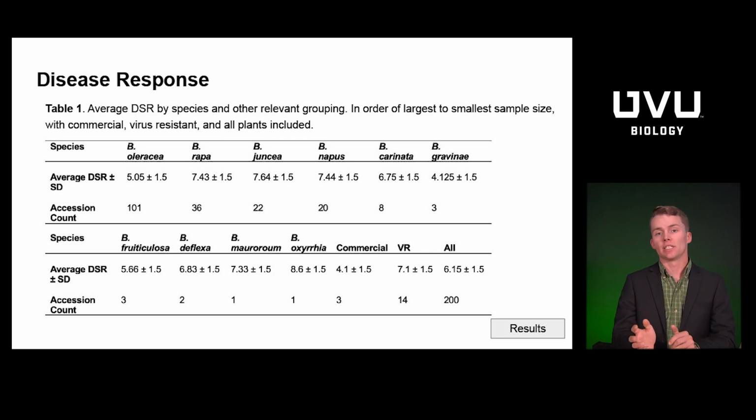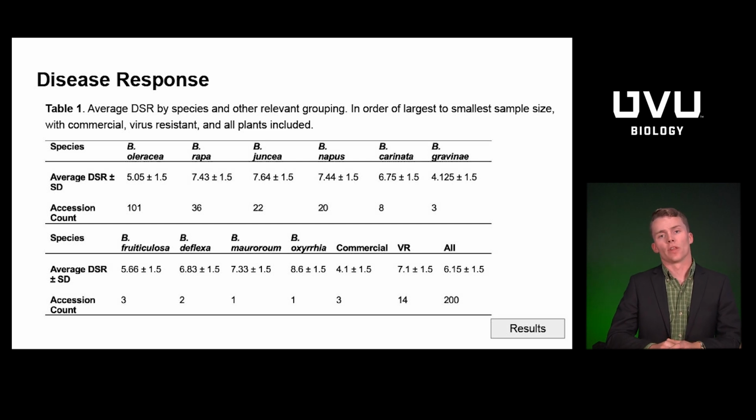So you can see here the different species that were used in this study, everything from Brassica oleracea to the virus-resistant ones. What's notable is the Brassica oleracea had an average DSR of 5.05, so relatively low compared to the other plants. Notable, Brassica gravenae had a very, very low average disease severity rating, but very few accessions were used for this experiment because that was not one that was widely available. In addition, those 3 commercial varieties actually performed very, very well against this virus, and that could be due to their being bred for cultivation and resistance to common garden pests.